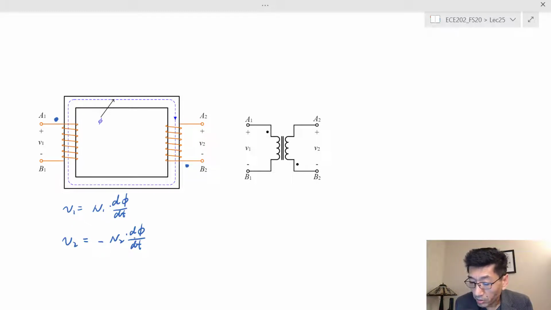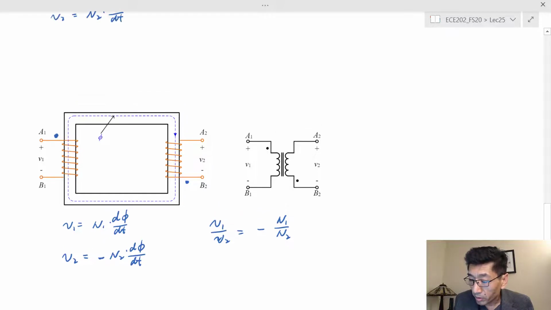I explain this in more detail about Faraday's law in the Google Colab notes. Check that out if you don't understand why we should have a negative sign for V2. Basically, Faraday's law always induces a voltage that tends to produce a current that will oppose the change of the flux if that circuit is closed. So the ratio V1 over V2 is equal to negative N1 over N2 for this case.